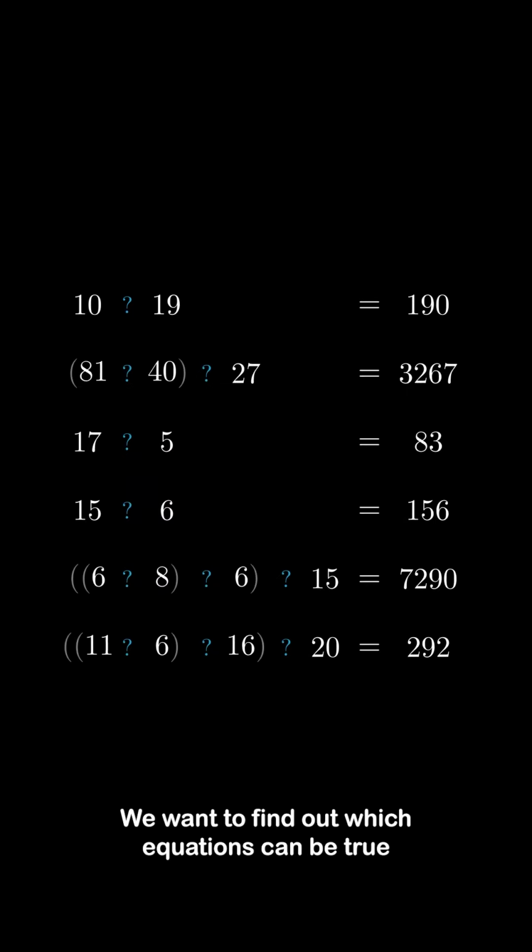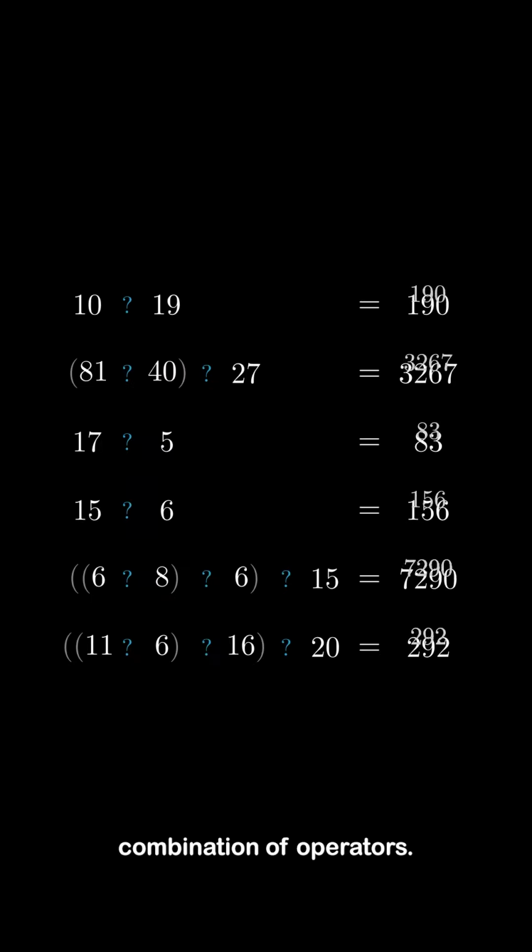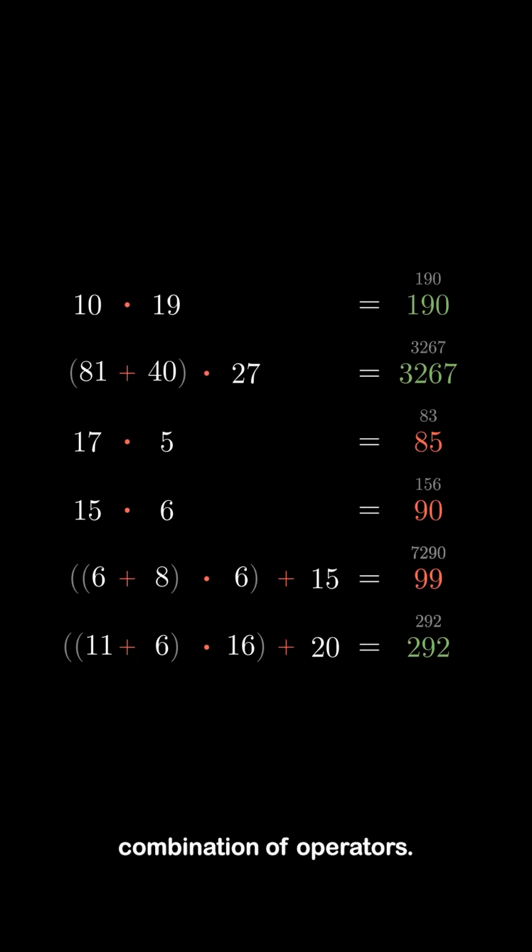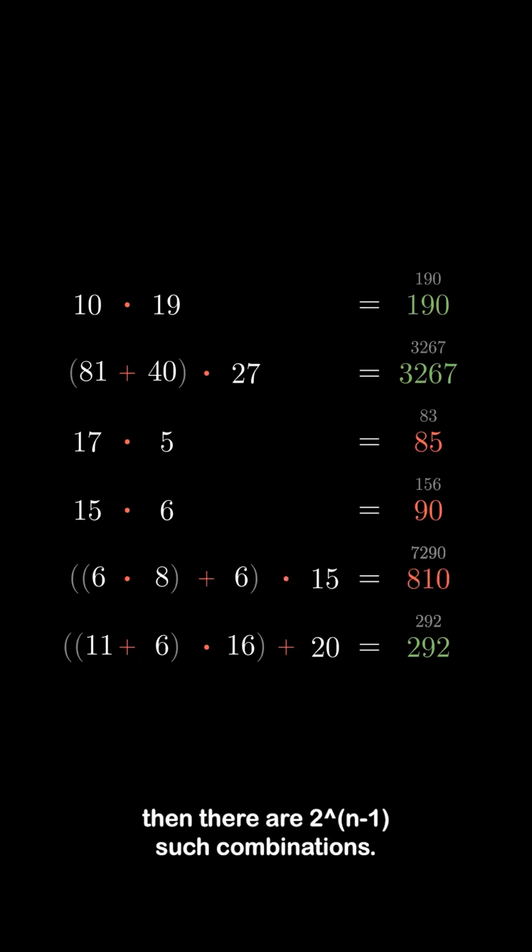We want to find out which equations can be true, given the right choice of operators, and sum up their target values. A simple strategy is to try every possible combination of operators. If we have n operands, then there are 2 to the n-1 such combinations. This takes around 10 seconds on my machine.